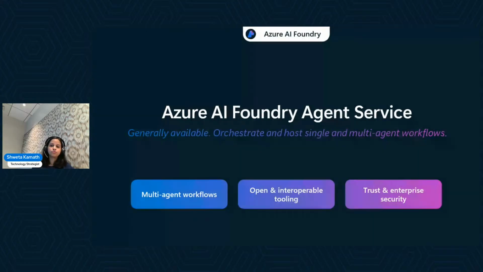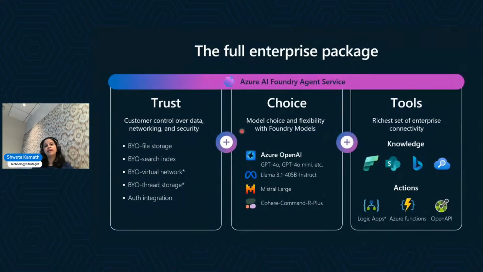Now let us go through each part of what this full enterprise package consists of. If you see Azure AI Foundry service, let's now go to the leftmost part, that is trust. Like I was saying, there is customer control over data, networking, and security. So what that means is that you can control it to the highest level. For example, bring your own file storage. You can specify the file storage, the search index, the virtual network, the thread storage. Basically it uses a Cosmos DB at the backend, so you can specify your own custom Cosmos DB for storing the thread. Then there is the auth integration. From an auth perspective, it is very easy to integrate with Azure AD or any OAuth tools that you have.